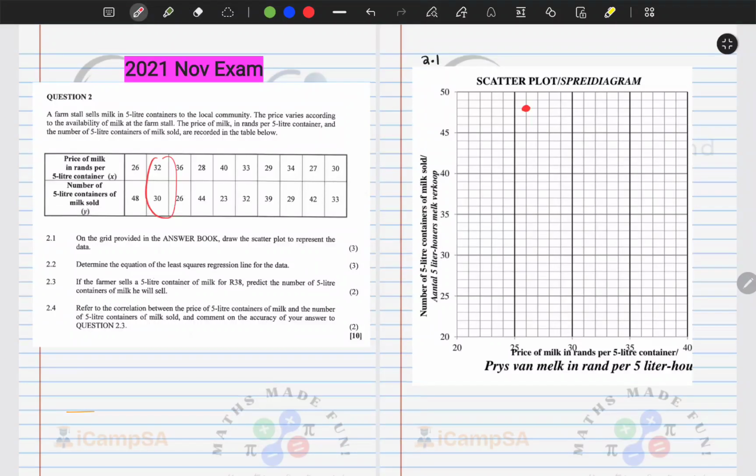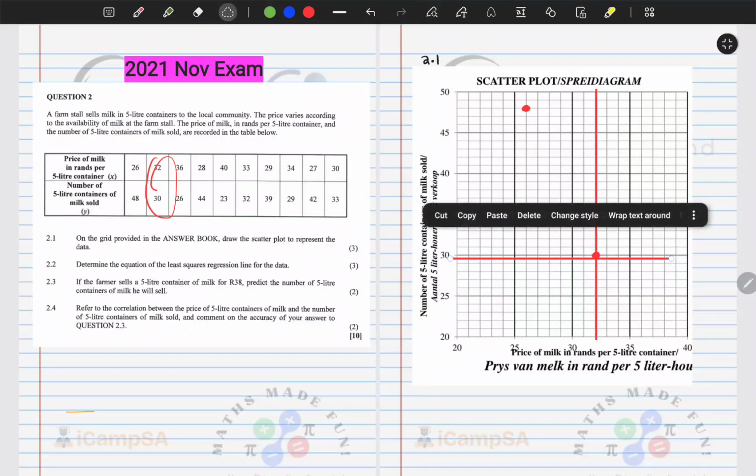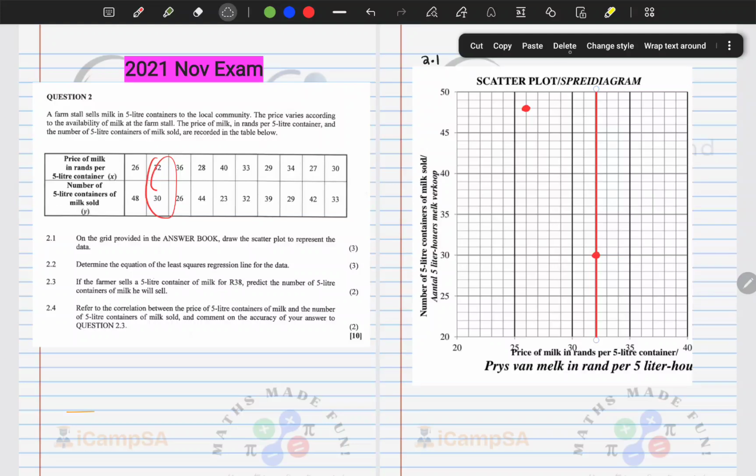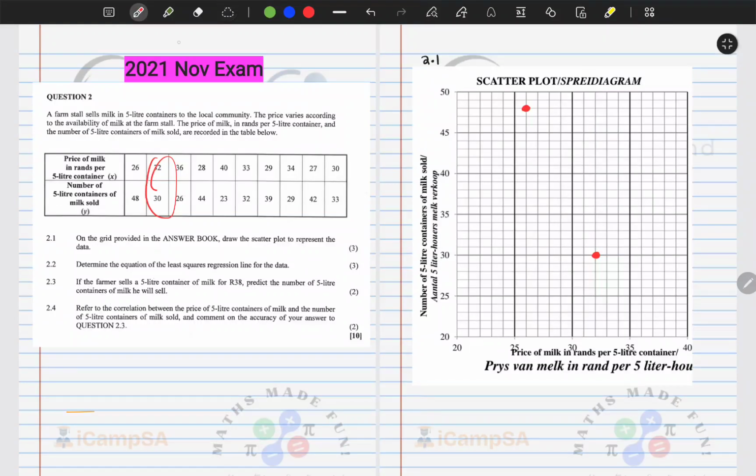Then I go to the next one, which is 32 and 30. So if you look carefully, 32 should be here, and then 30 should be there. If you look at where these are supposed to cross, it's at that point. So I can just delete this and delete that.